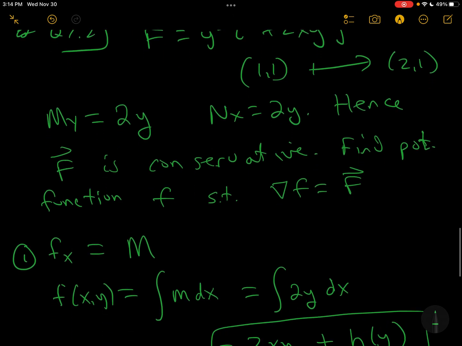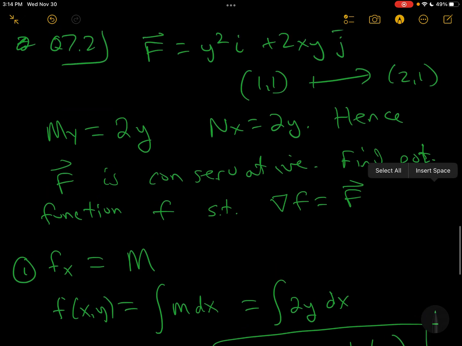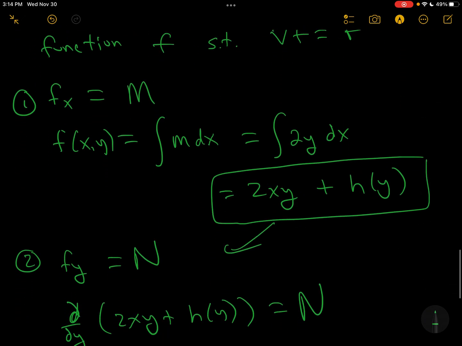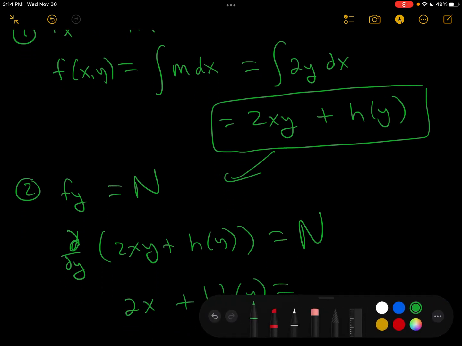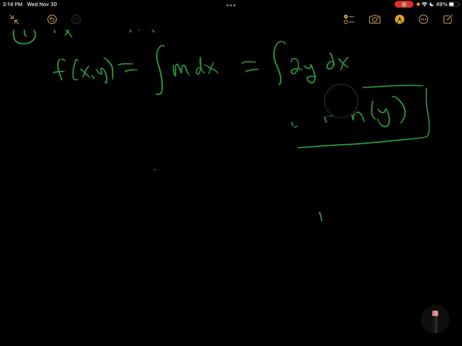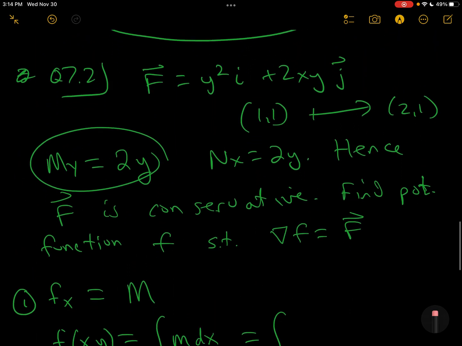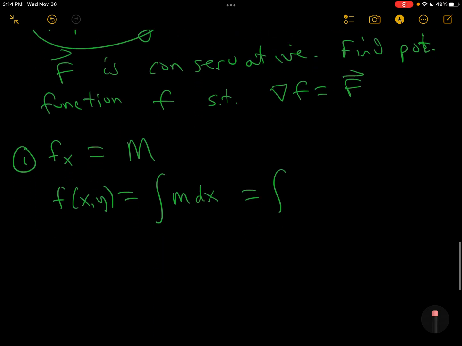I made a major mistake. I used this for m. Hold on, let me back up here. M is y squared. So this is going to be xy squared plus a function of y. That's better.